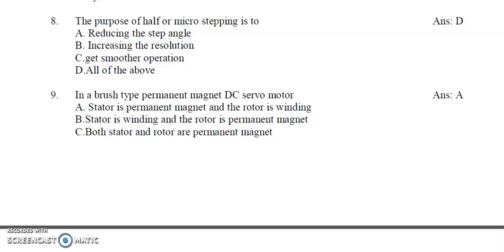Question number 9. In a brush type permanent magnet DC servo motor, A. stator is permanent magnet and the rotor is winding, B. stator is winding and the rotor is permanent magnet, C. both stator and rotor are permanent magnet. In a brush type permanent magnet DC servo motor, the stator is permanent magnet and the rotor is winding. So the answer A is correct.